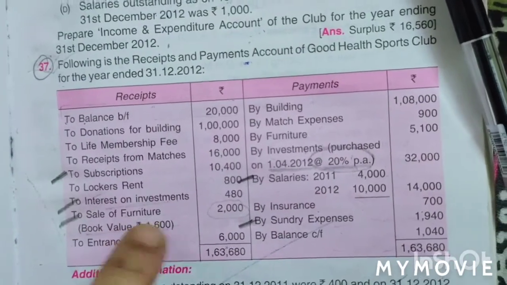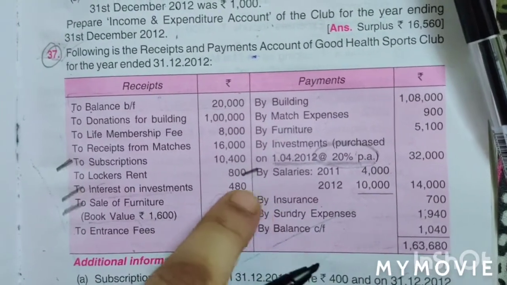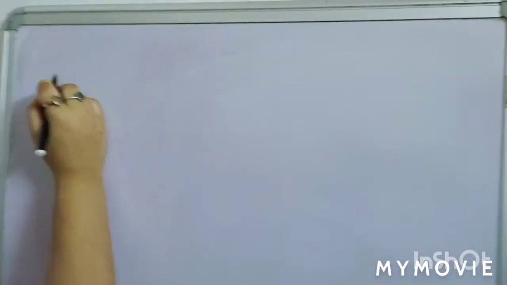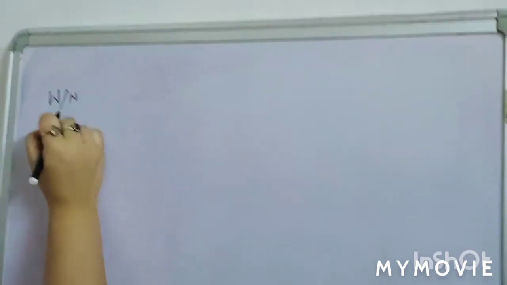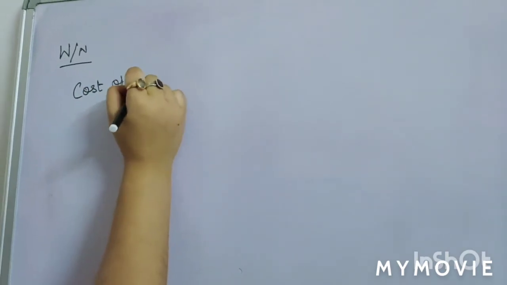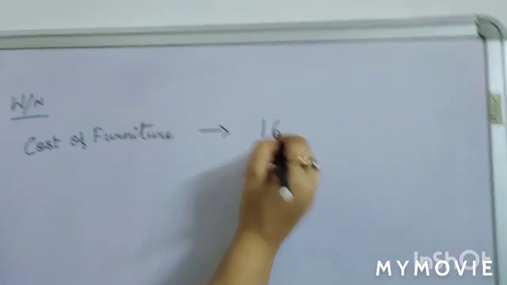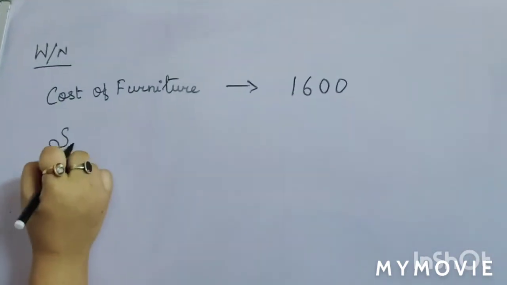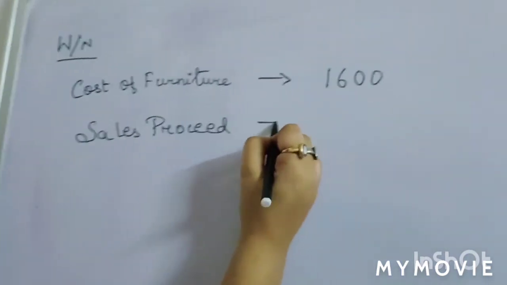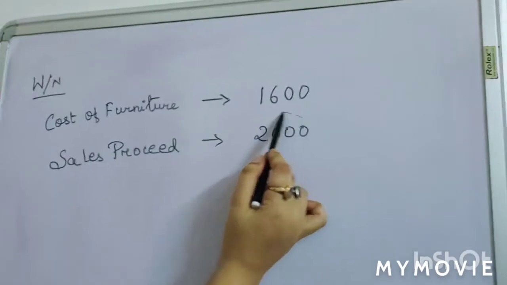Next, to sale on furniture 2000 and book value is 1600. There is a difference between the amount we have received and the book value, so we will do one working note. Now see the working note. Cost of furniture. The cost of the furniture was 1600 and sales proceed means by selling the furniture how much you have received? 2000.